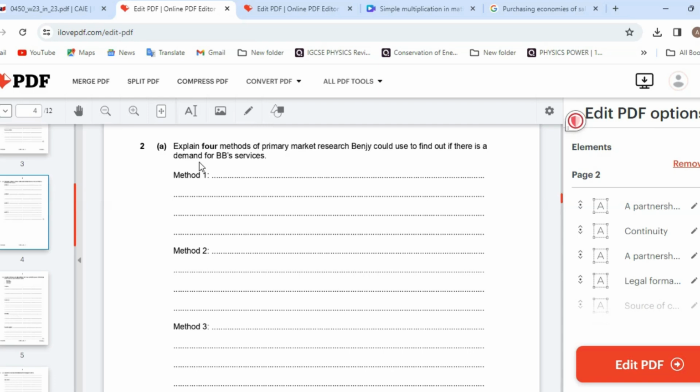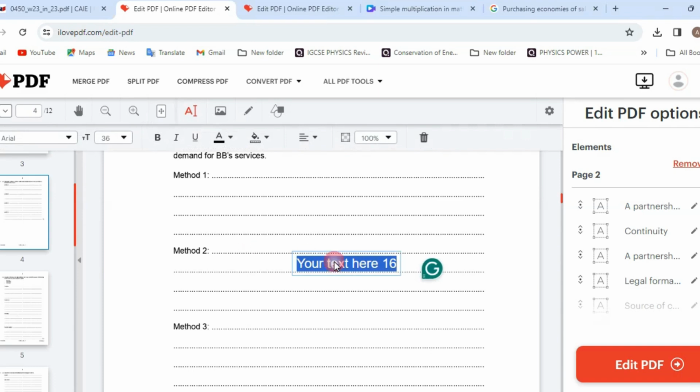We are told to mention methods of research here, primary methods of research. Okay, our method 1 is what? Postal questionnaire. Of course, questionnaire is the first method. Let's try and type that out and give our explanation. What do you know about postal questionnaire? Of course, you should know it's a set of questions to be answered by sending them through the post to the people that want to fill it.